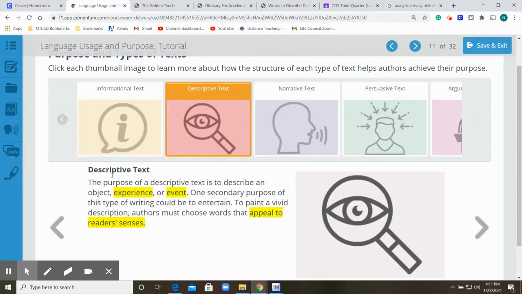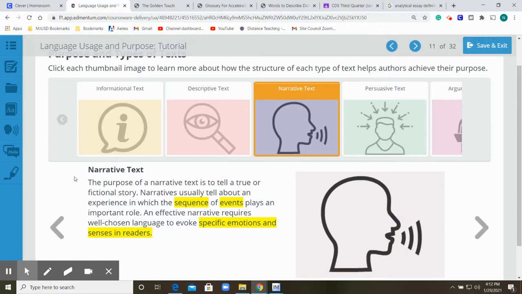Descriptive text. The purpose of a descriptive text is to describe an object, experience, or event. One secondary purpose of this type of writing could be to entertain. To paint a vivid description, authors must choose words that appeal to a reader's senses.